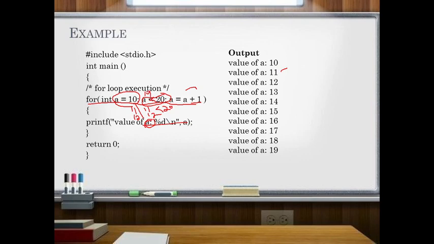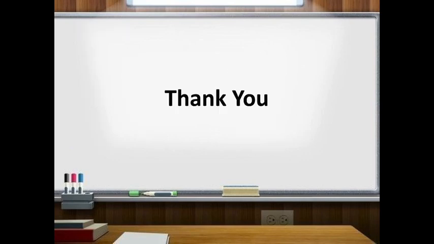19 is true. When 19 prints and it increases to 20, then it comes over here: a is equal to 20, 20 is less than 20, false, condition false. Then it comes out of the loop, it returns 0, it exits out of the loop. This is what a simple for loop we are having.